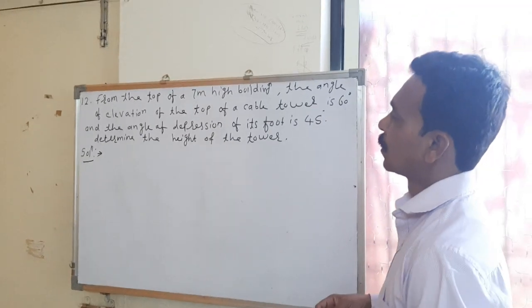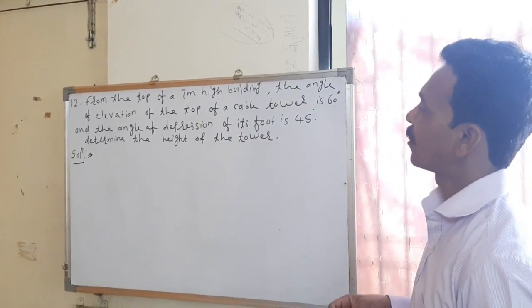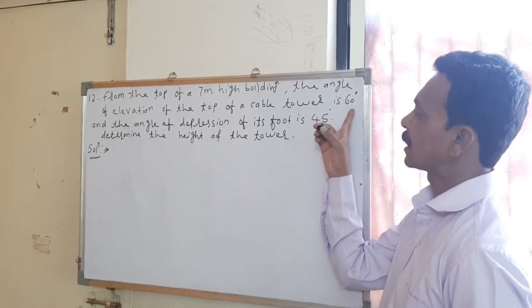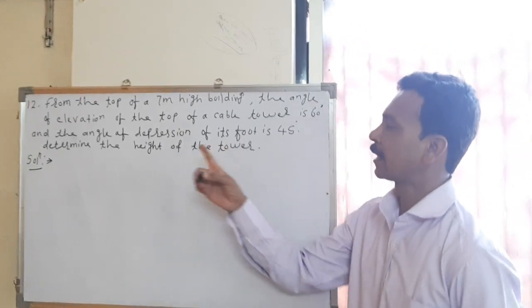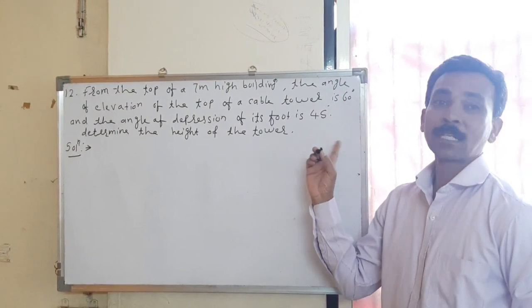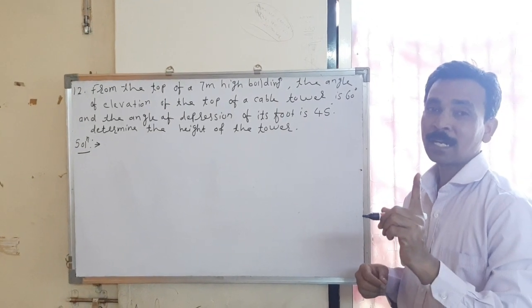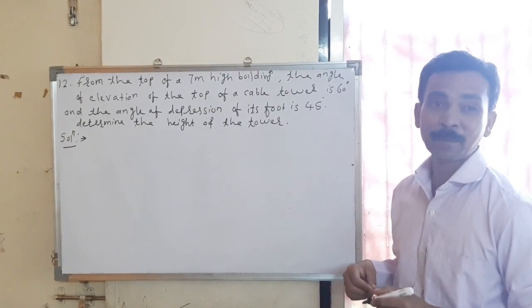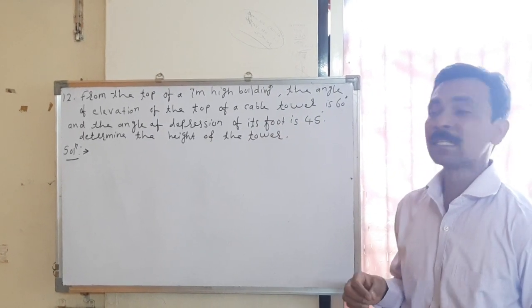Twelfth sum. From the top of a 7-meter high building, the angle of elevation of the top of a cable tower is 60 degree and the angle of depression of its foot is 45 degree. Determine the height of the tower. Now see this sum. Here two angles are given. One is angle of elevation and the other is angle of depression. From the top of a 7-meter high building, this building's height is 7 meter.